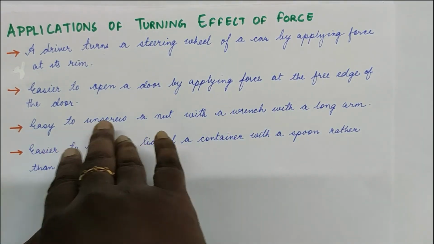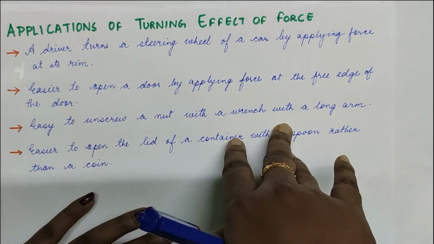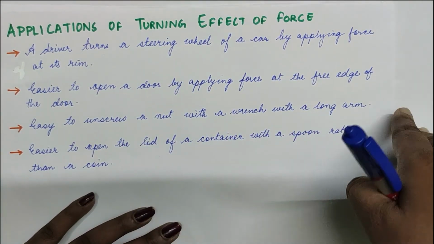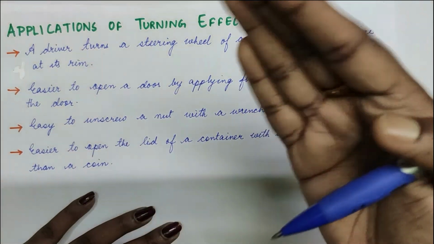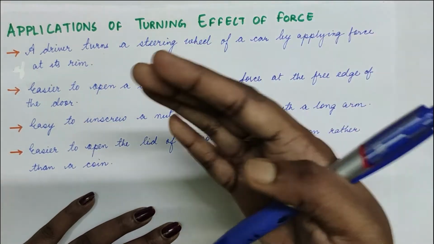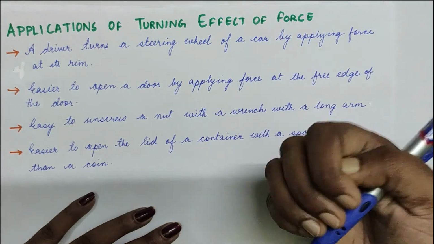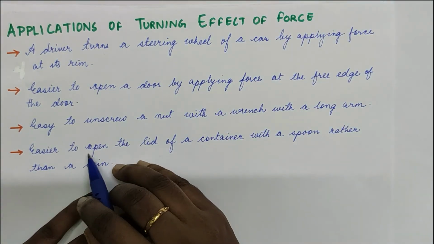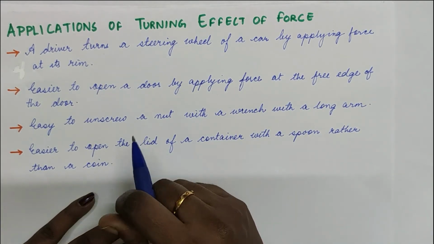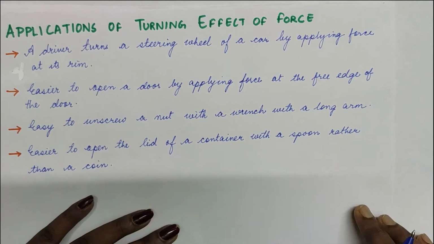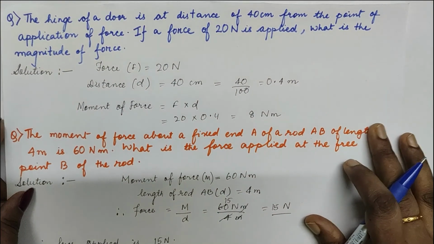It is easier to unscrew a nut with a wrench with a long arm. So the longer the arm, the greater the distance, and so the moment of force increases, because both of them are directly proportional. More magnitude of force means more moment of force. More distance, more moment of force. It is easier to open the lid of a container with a spoon rather than a coin. Now, how do we use the formula M equal to F into D? Let us see some examples.